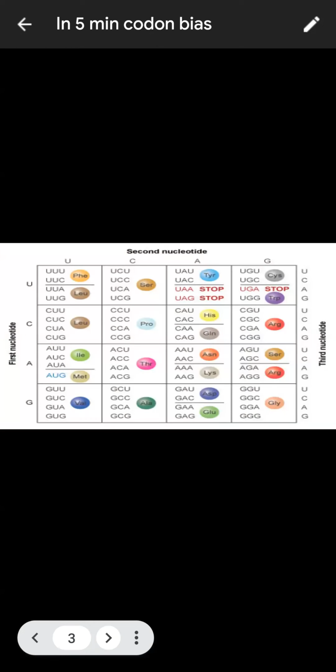This is a table of the different codons and the different amino acids that they code for. On the far left, you can see 2 brown amino acids, leucine, and they're coded by 6 different letter combinations.